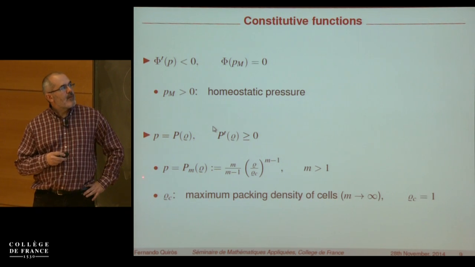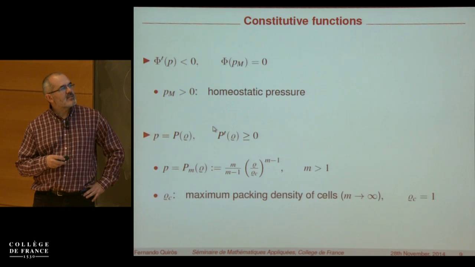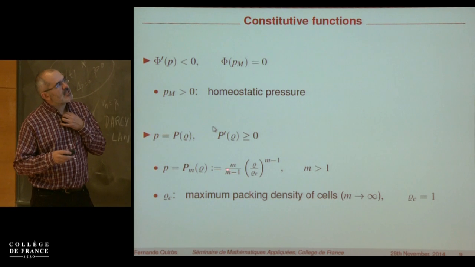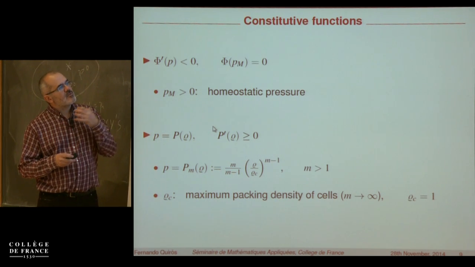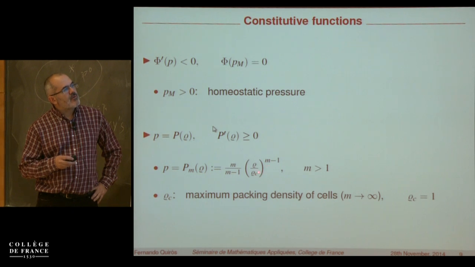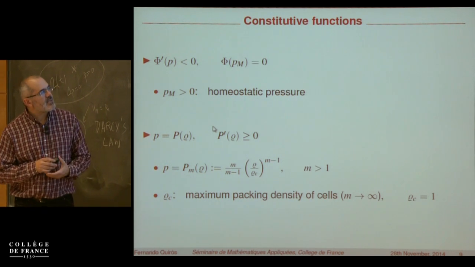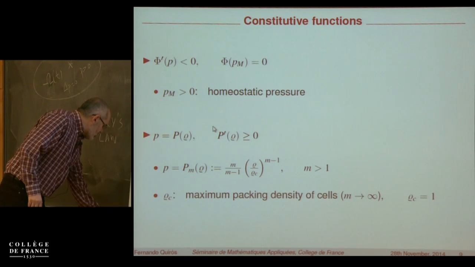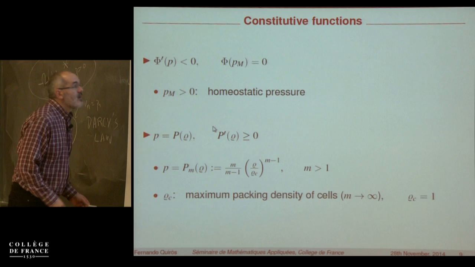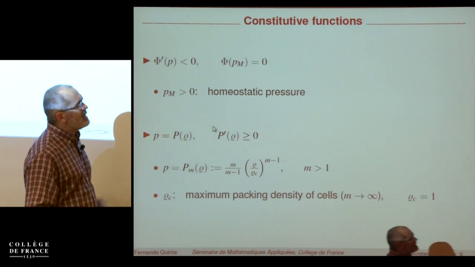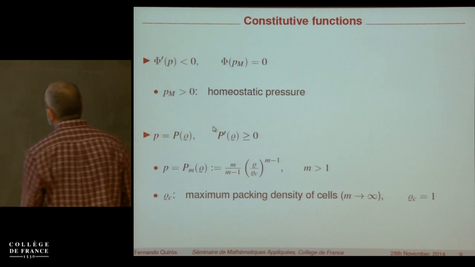So here, the pressure has a harmless coefficient m over m minus 1 that's introduced to make things simpler. And here you have the power m minus 1, and here you have rho c, and m is bigger than 1. So let me draw. You can always set rho c equal to 1 by a change of scale.